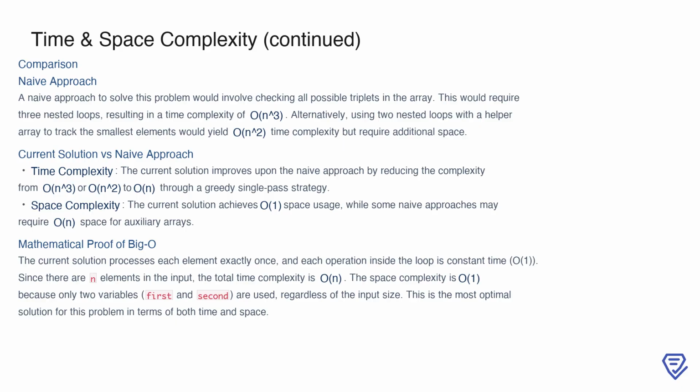Mathematically, the total time complexity is O(n), because the algorithm performs a single traversal, and the space complexity is O(1), since no additional memory is used beyond the 2 variables. This makes the current solution optimal in both time and space for solving the problem.